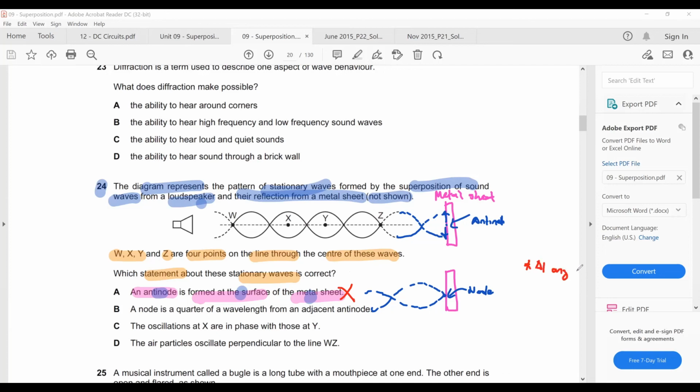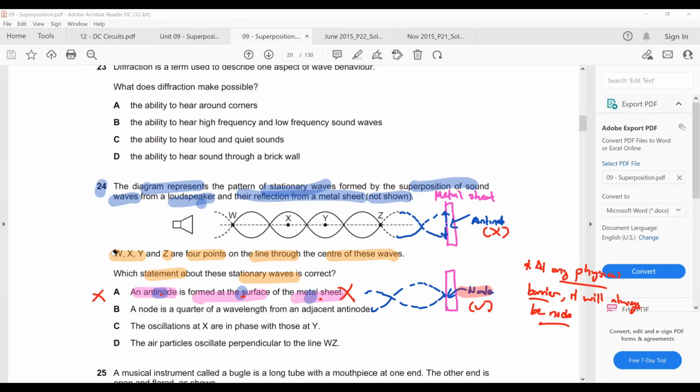At any physical barrier, it will always be a node. This is something I will explain later. So when they say an antinode is formed at the surface of the metal, this is by right wrong, because the metal sheet is a physical barrier. If you are forming a stationary wave, it should always be a node. This would be the correct one. This is wrong, so answer A is incorrect.